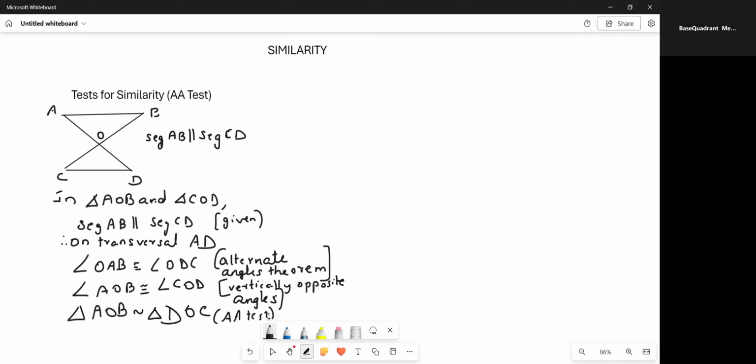Okay. These are examples of how you can use the angle-angle test to prove that the triangles are similar.